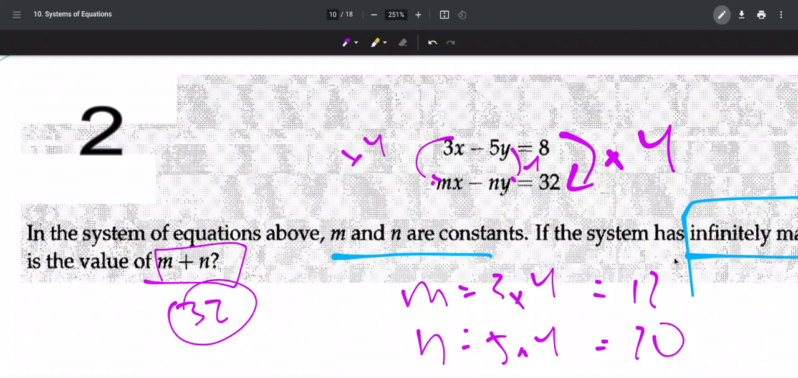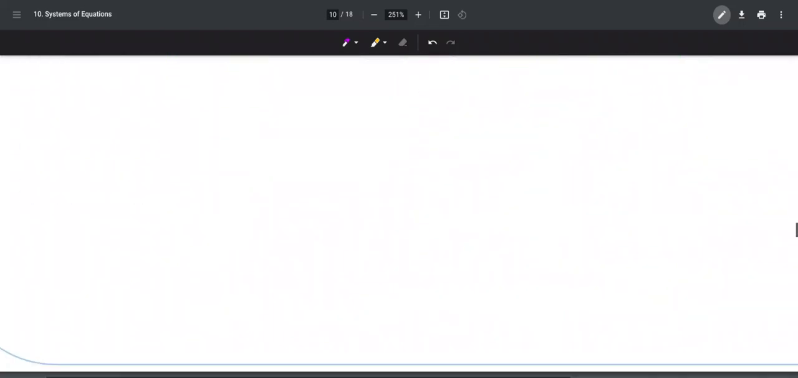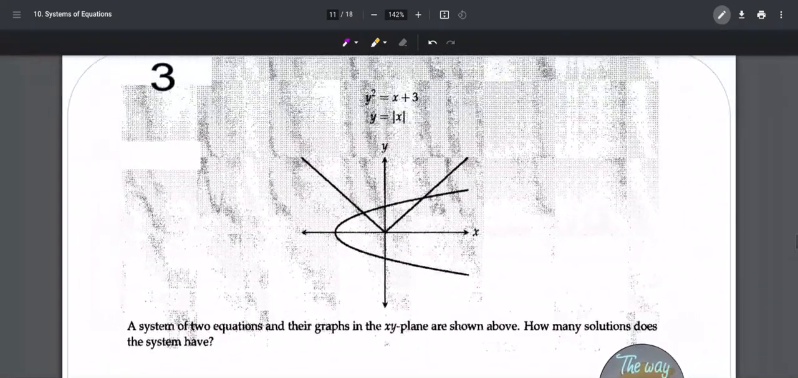Okay, pause the video right here. Copy this. We're going to do the last exercise, which is this question. Read the question very carefully so you can solve this question. Pause the video, solve this question, write down the answer.